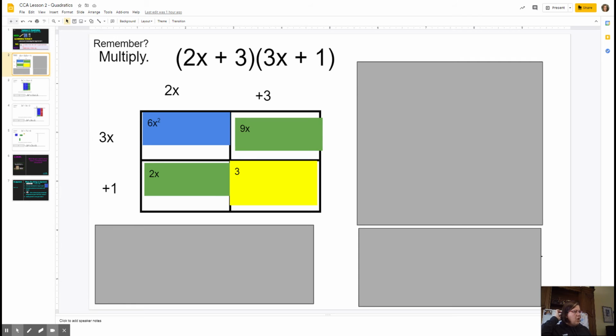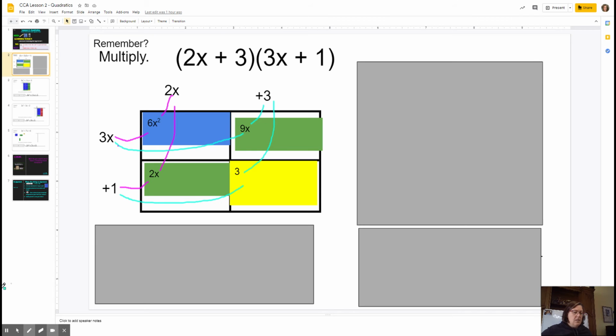All right, so remember we talked about the area model. It was either last week or the week before, where we took 2x plus 3, here's our 2x plus 3, and our 3x plus 1. And then we took these numbers on the outside. We did 3x times 2x to make 6x squared. We did 1 times 2x to make 2x. I did 3x times 3 to make 9x, and then we did 1 times 3 to make 3. We did that a couple weeks ago, actually. And so we're going to take that idea of what we know about area models, and we're going to actually apply it to using algebra tiles.